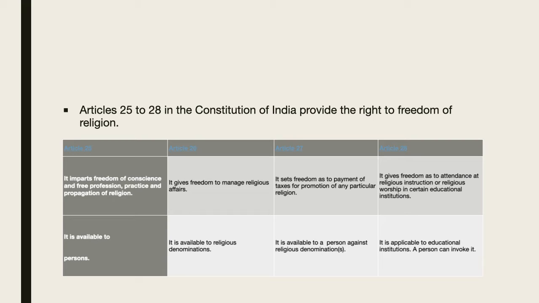Article 27 sets freedom as to payment of taxes for promotion of any particular religion, and this is available to persons against religious denominations. Then Article 28 gives freedom as to attendance at religious instruction or religious worship in certain educational institutions. It is available to educational institutions. A person can invoke this kind of right.